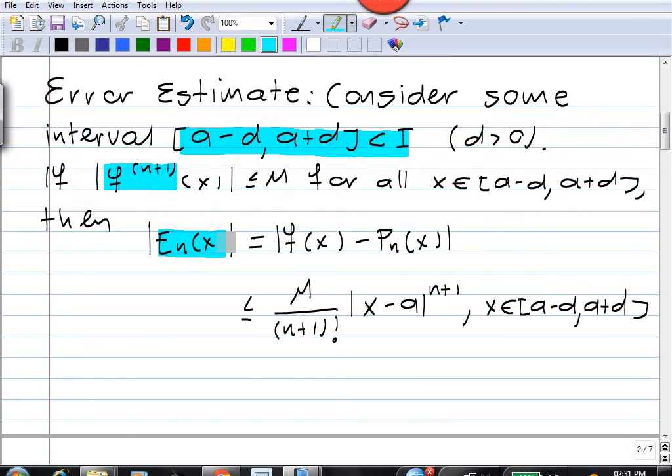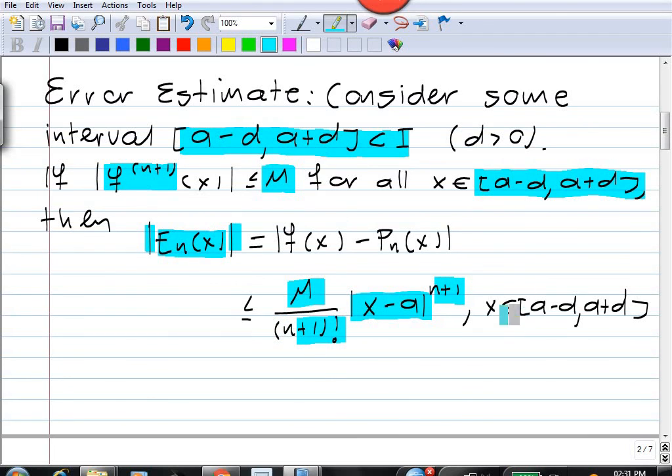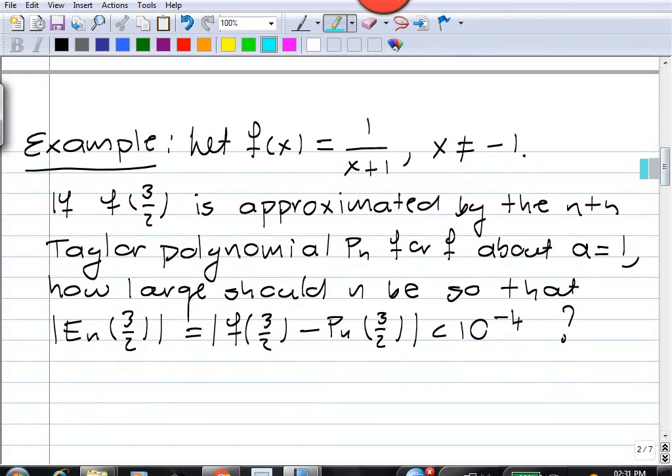Okay. So how does this bound look? Well, if your derivative f^(n+1) is bounded in absolute value by M on this interval a minus d to a plus d, then the absolute value of the error En is less than or equal to M |x minus a|^(n+1) over (n+1) factorial, for x in the interval from a minus d to a plus d. Now let's see how we put this error estimate to use. Well, let's look at an example.